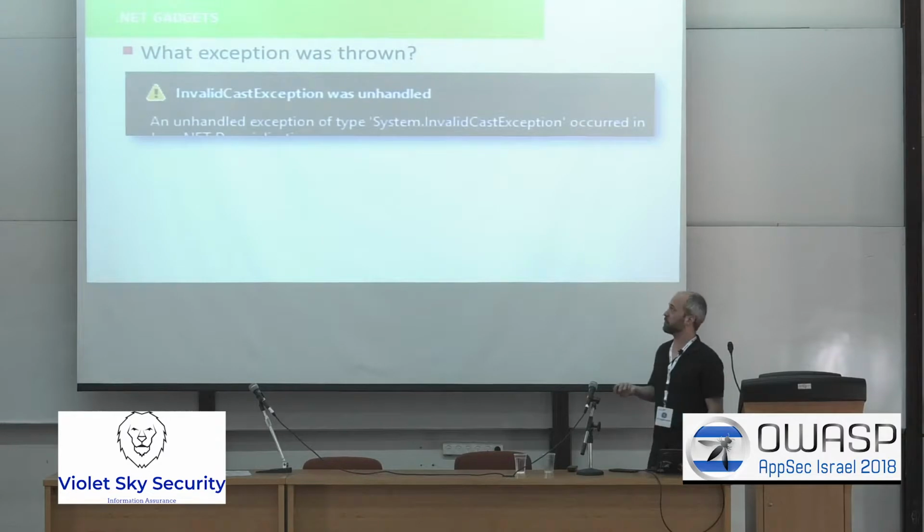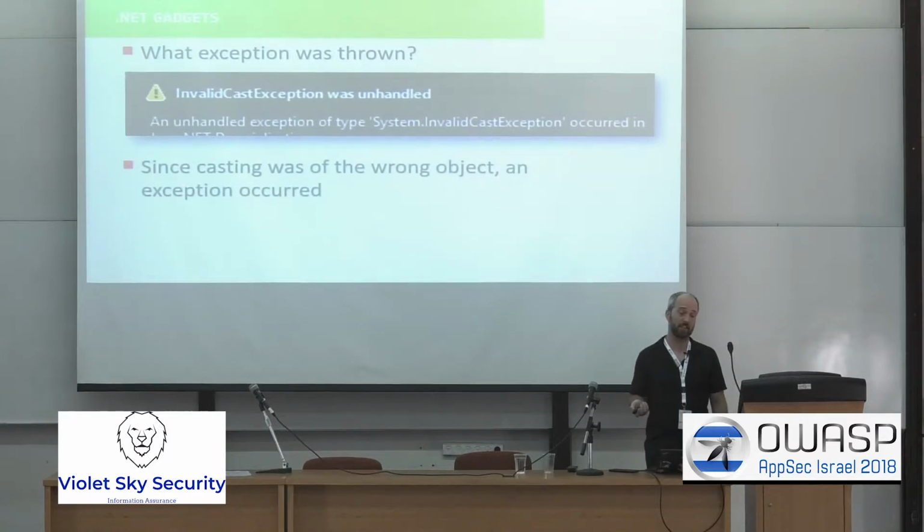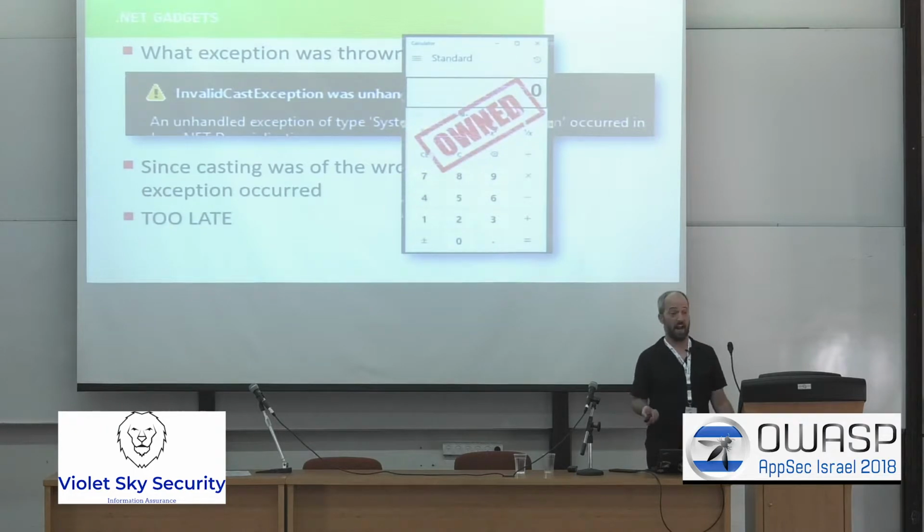So what exception was thrown? The InvalidCastException, which is to be expected. We passed an object and it deserialized successfully, and after that, it tried to cast. So casting occurs after deserialization, which means it's way too late. So we got this calc going on .NET.